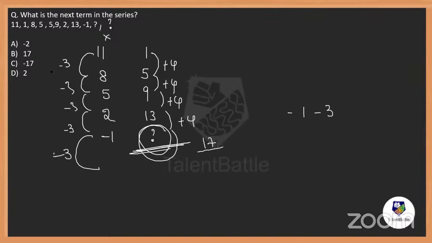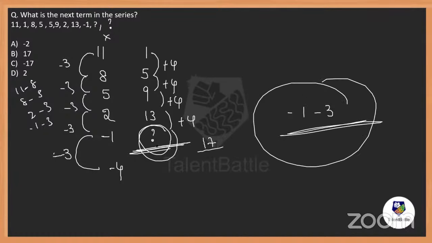From minus 1, 11 minus 3 is 8. 8 minus 3 is 5. 2 minus 3 is minus 1. So minus 1, minus 3. So how much is the answer? Minus 4. From minus 1, I need to subtract 3.